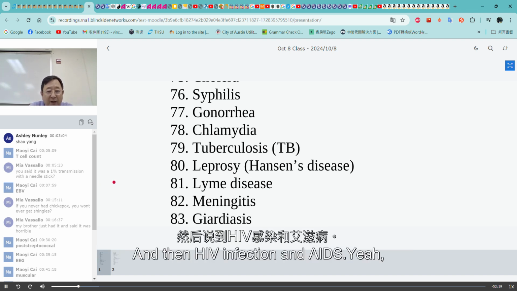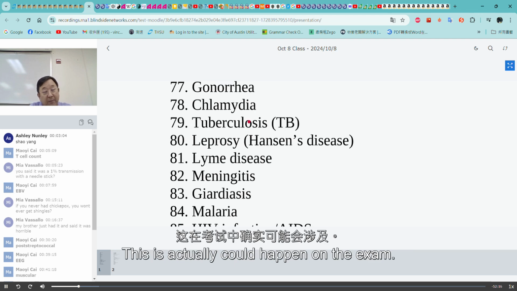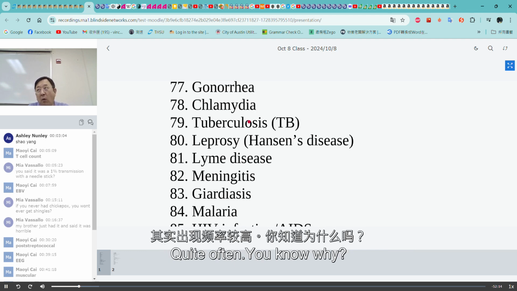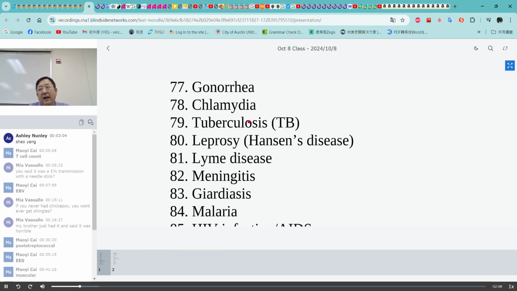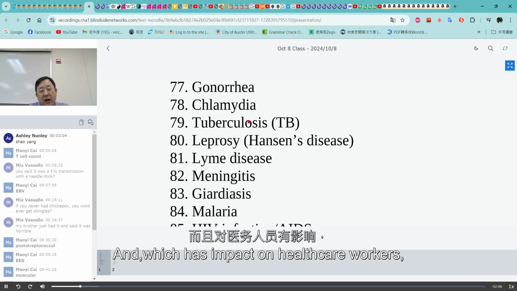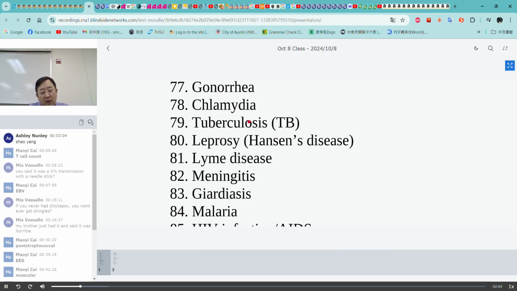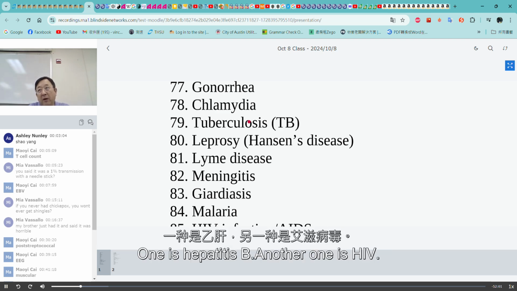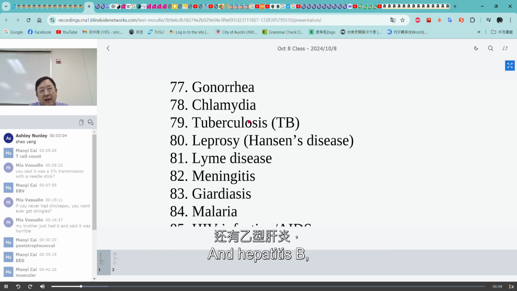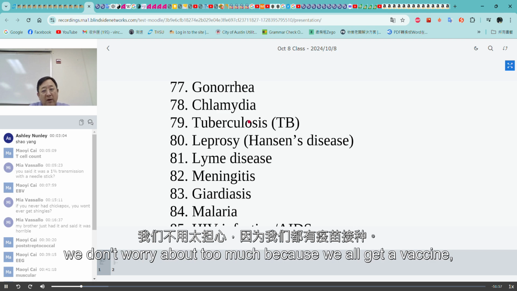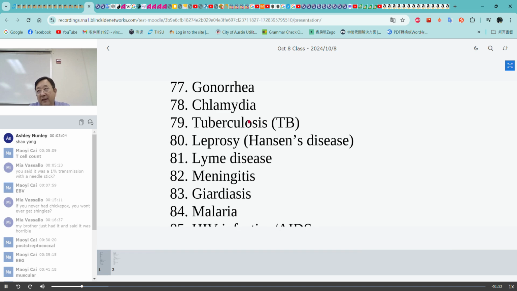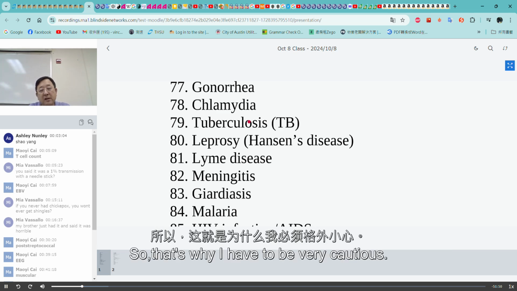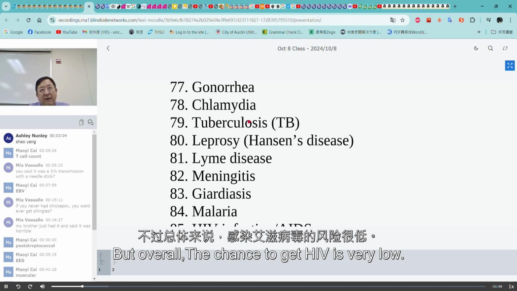And then HIV infection and AIDS. Yeah, this actually could happen on the exam quite often. You know why? Because of 2 blood-borne pathogens, which have impact on healthcare workers, including acupuncturists. One is hepatitis B. Another one is HIV. And hepatitis B, we don't worry about too much because we all get a vaccine, right? And to prevent that. But HIV, we don't have a vaccine. So that's why I have to be very cautious. But overall, the chance to get HIV is very low.